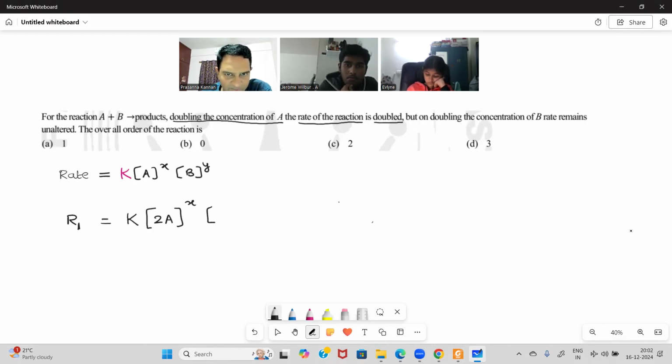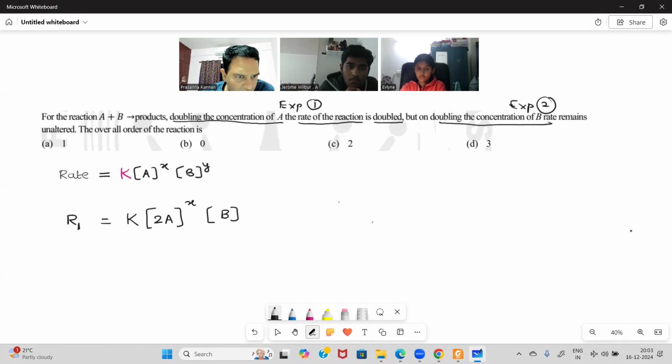Correct. Okay. But B, I am not doing anything in the beginning. This is first equation, so this is experiment 1. The second part is experiment 2. Fine. Now, how can we find X? Very simple. What is happening to this rate, Jerome? Rate of the reaction is doubled, sir. That means if this rate I am taking as R, what this rate will be? 2R, sir. Very good. So this is equation 1, this is equation 2.